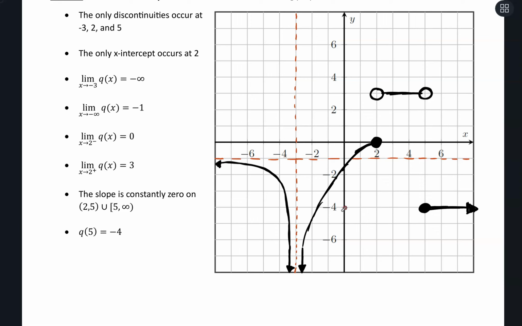As x approaches 2 from the left-hand side, we're getting closer to 0. As x approaches 2 from the right-hand side, we're getting closer to 3. The slope is constantly 0 on 2 to 5, and we're using parentheses there, so those circles are working out for us. And then from 5, and including 5, so we have our solid circle, off to infinity. And then at 5, our function's defined down at negative 4. Lots of pieces there to put together the graph, but that should fulfill it all.